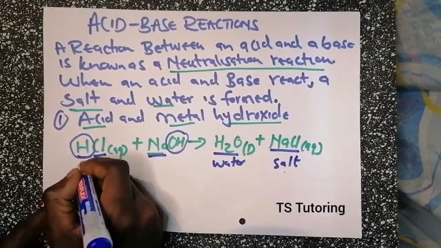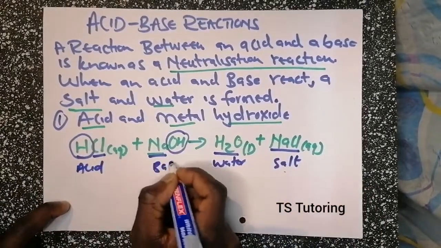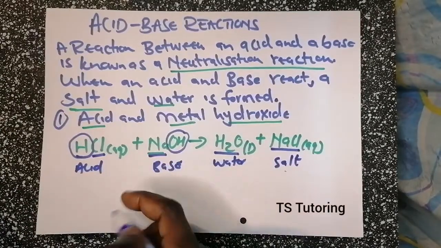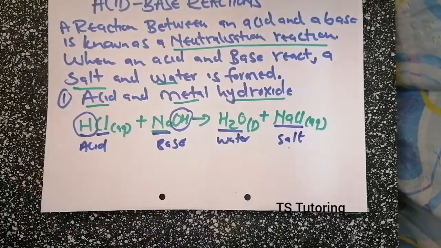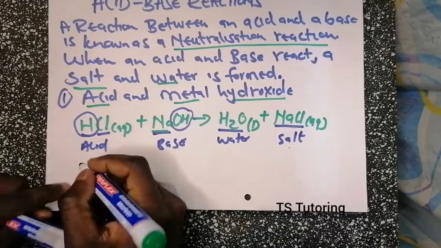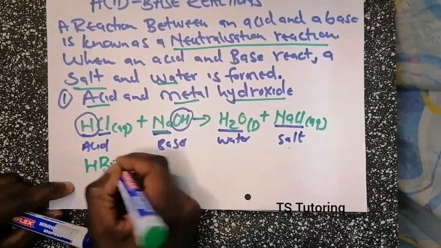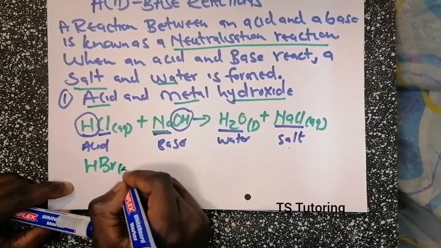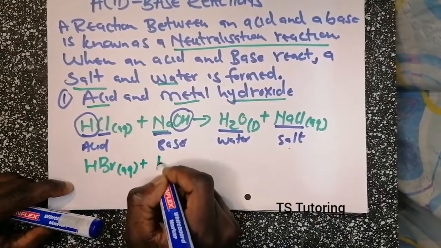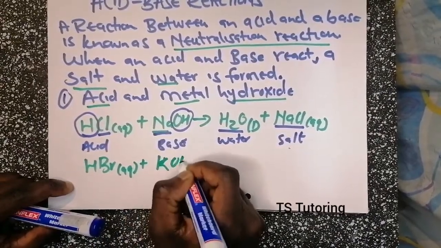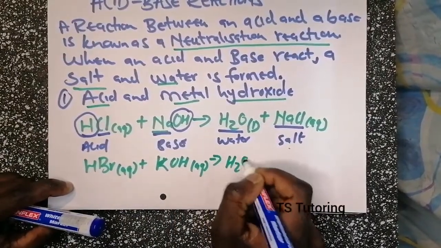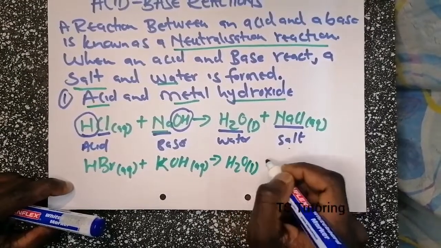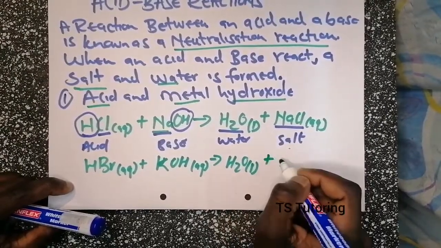Which one is our acid? This is an acid. This is a base. So when an acid and base react, they form water and salt, right? Let's look at another example. Let's say HBr, hydrobromic acid, in aqueous reacts with potassium hydroxide in aqueous. They form water. So the product is just simple. You know it's water and your salt.